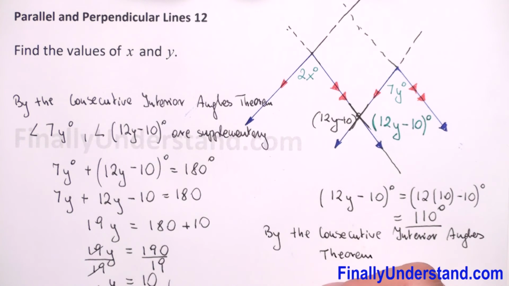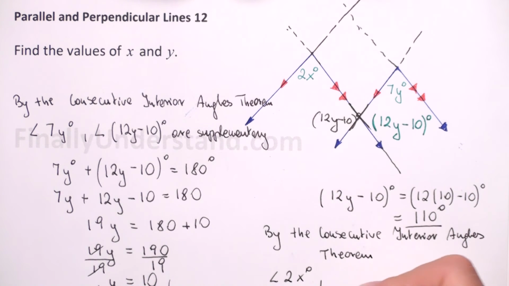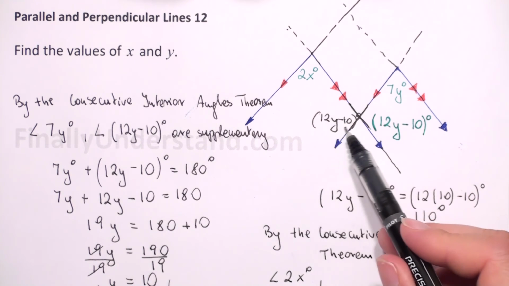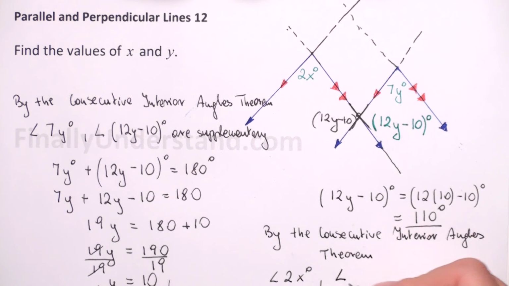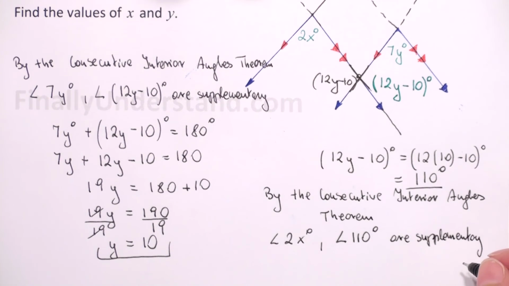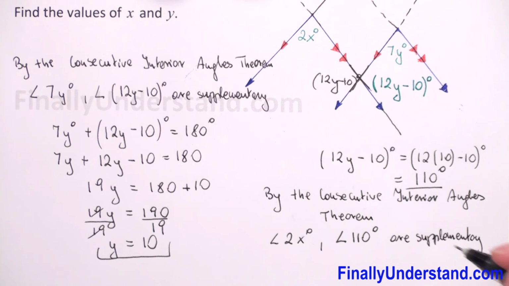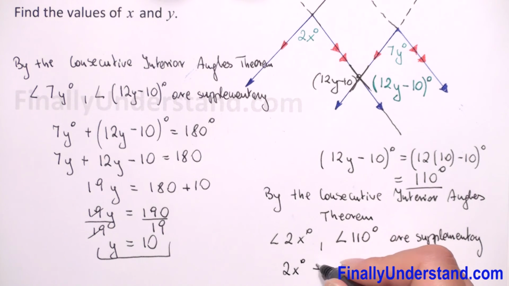We have that angles 2x degrees and this expression, 110 degrees, are supplementary. So it means that 2x degrees plus 110 degrees is 180 degrees.